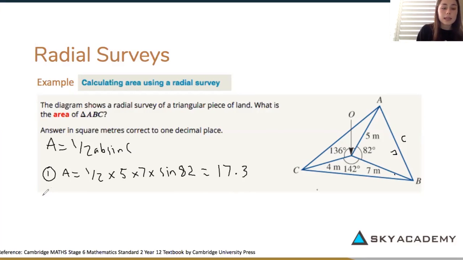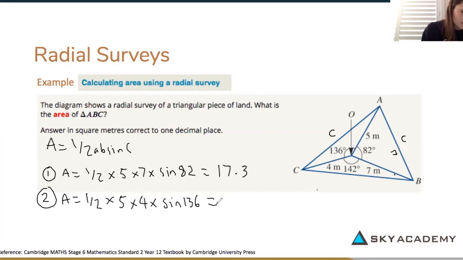Now I'm going to do the same thing for my second triangle. Area equals half A B sine C. Now I need to figure out where my angle C is. It's going to be 136, which means side C is opposite it, and that means the 4 along here and the 5 along here are going to be my A and my B. So I'm going to do 0.5 times 5 times 4 times sine 136, and I'll put that into my calculator. It gives me an answer of 6.9 to 1 decimal place.